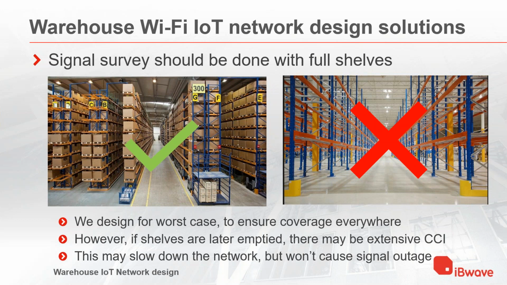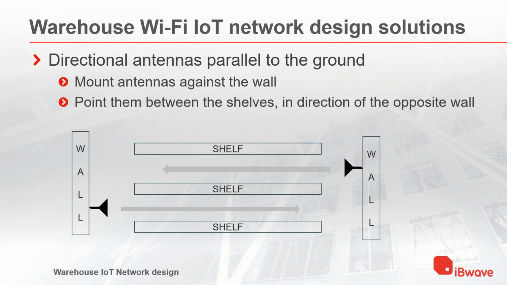So that is rule number one. Signal survey should be done with full shelves. The second suggestion is to have directional antennas that are parallel to the ground and mounted against the wall, pointed between the shelves in the direction of the opposite wall.